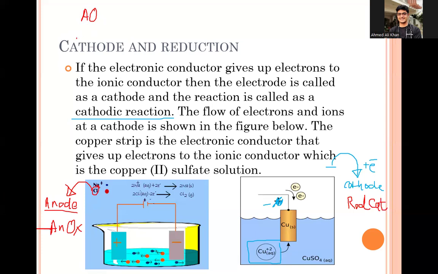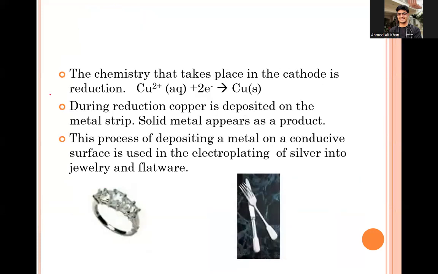Okay, so anox and red cat. Just remember this, and that way you can easily memorize what happens at which electrode. Okay, the chemistry that takes place in the cathode is reduction. So we talked about this. During the reduction, copper is deposited on the metal strip, right?